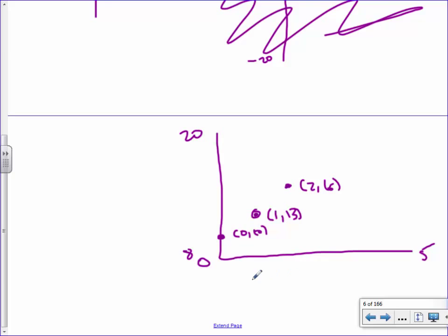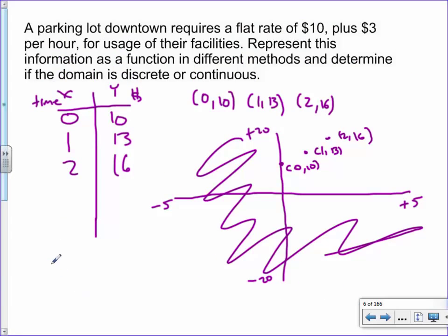Okay, Latoya, give me an equation. I put y equals 3x plus 10. You got it. And there's our equation. 3x plus 10. Depending on how many hours you're there, cost you $3. And then 10.